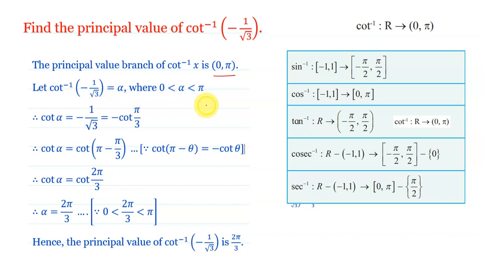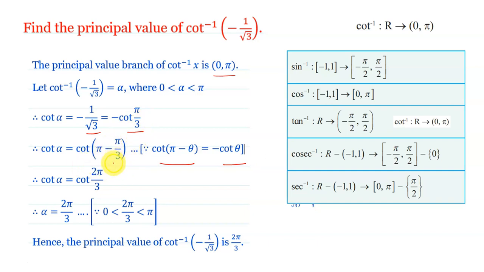Alpha lies between 0 to pi. Therefore, cot of alpha is equal to minus 1 by root 3. 1 by root 3 is the value of cot of which angle? That is the cot of pi by 3. Again, we can absorb this negative sign by using this result: minus cot theta is equal to cot of pi minus theta. And therefore, minus cot of pi by 3 can be written as cot of pi minus pi by 3.